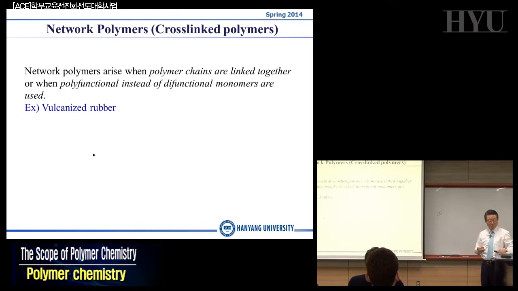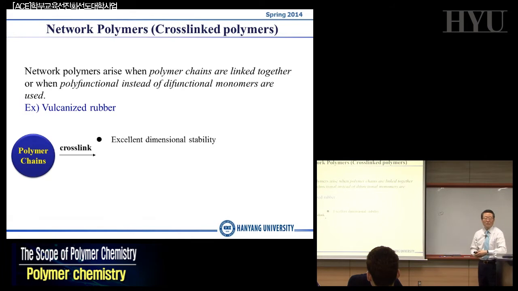Network polymer, because of the cross-linked nature, we can form the network polymer structures. Vulcanized rubber is cross-linked because of the sulfur linkages. I think I will tell you a little bit more about this vulcanized rubber in the history of polymers. So once you have a polymer chain, if you cross-link them, we have many advantages, or you have different properties depending upon the cross-linked systems.